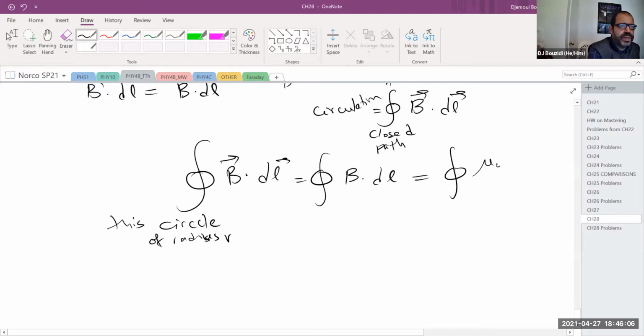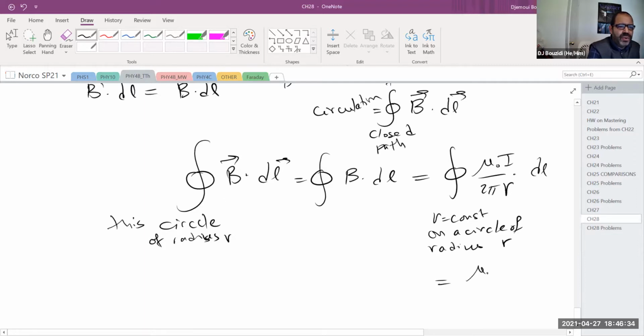So it's going to be just mu naught I over 2 pi R. Okay, I'm sorry, 2 pi R. R is fixed because we're going on a circle whose radius is R. R is constant on a circle of radius R times dl, of course. So it's going to come out of the integral. So this circulation will involve mu naught I divided by 2 pi R integrated throughout a circle of dl.